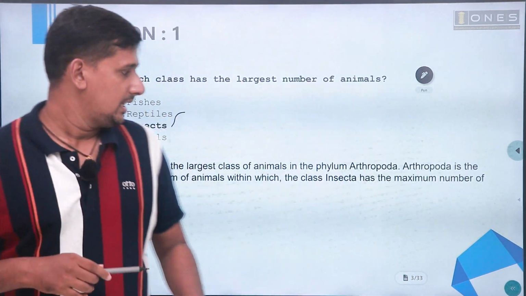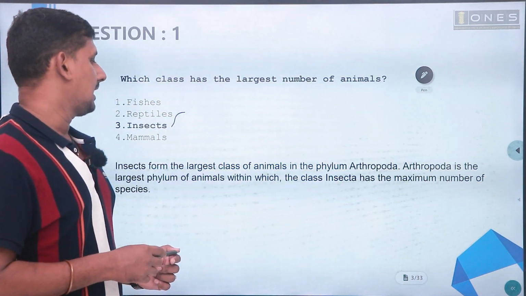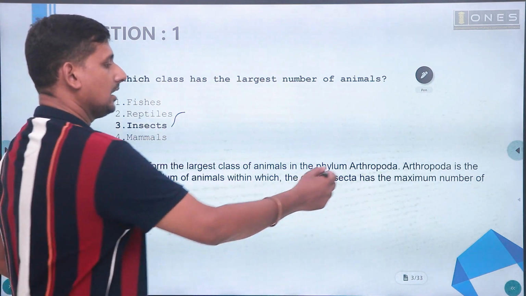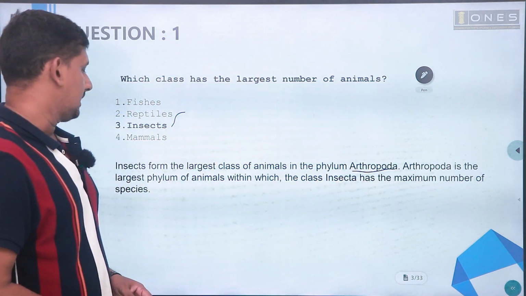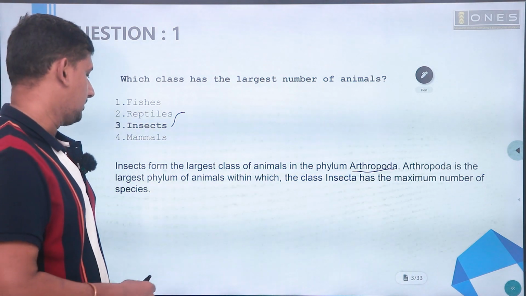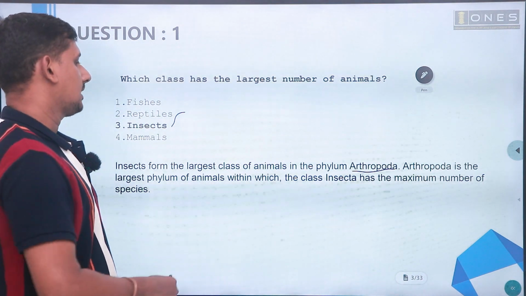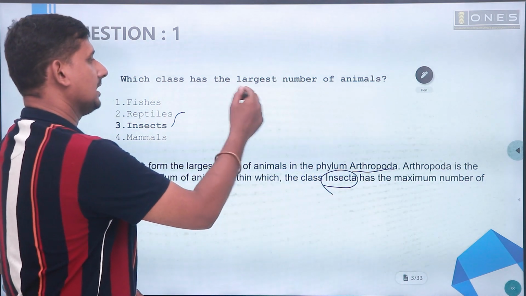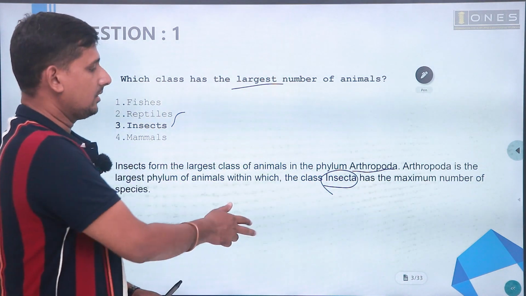Okay, so insects form the largest class of animals in phylum Arthropoda. Arthropoda is the largest phylum of animals within which the class Insecta has the maximum number of species. So class Insecta is the one with the largest number of animals കണ്ടുവരുന്നത്.